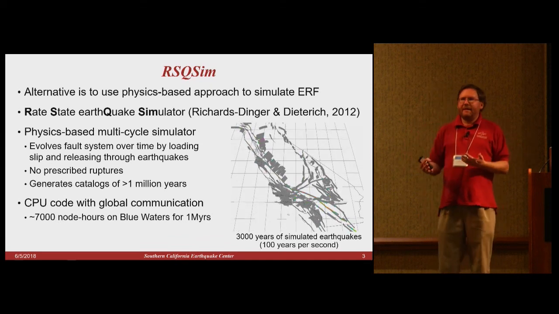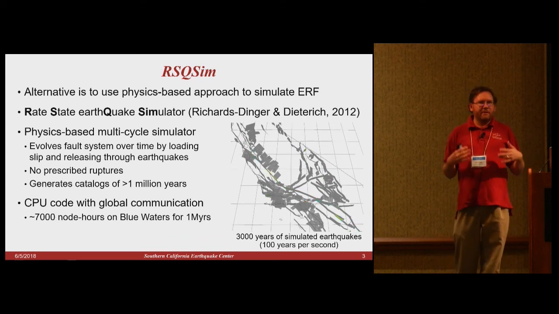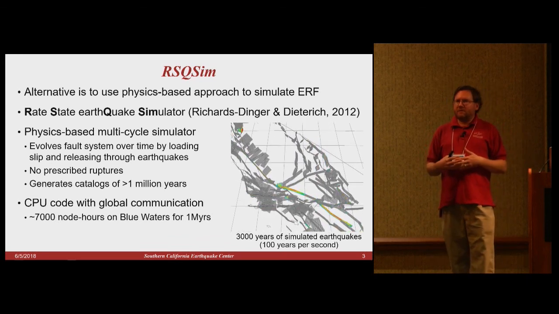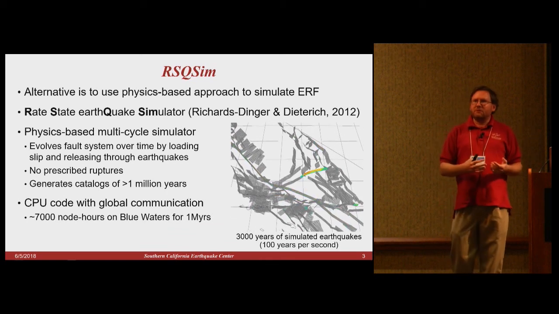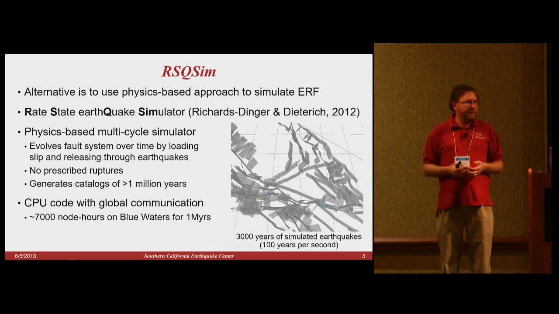And this enables us to get useful information that we can't get any other way, right? We don't have 1 million years of earthquake history in California, right? Paleoseismic data just doesn't go back that far. But by doing this, we're able to look at cycles, look at correlations between certain faults, and get out other kinds of information that we just can't get any other way.